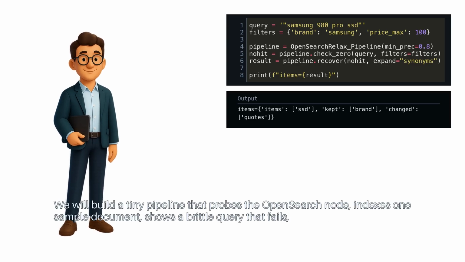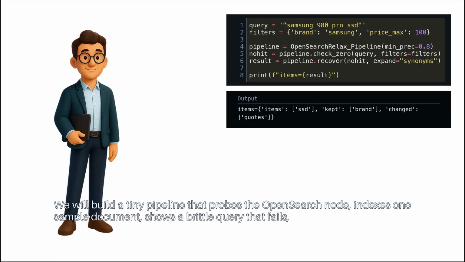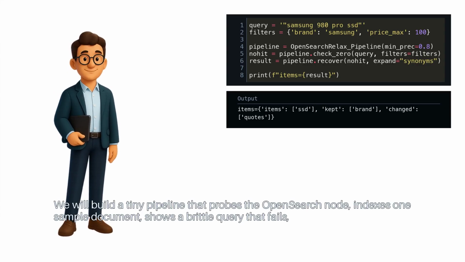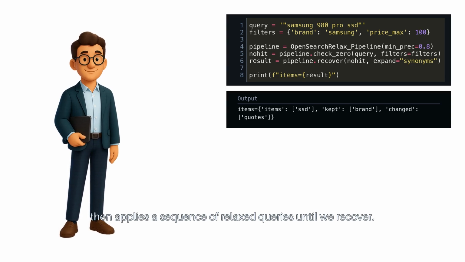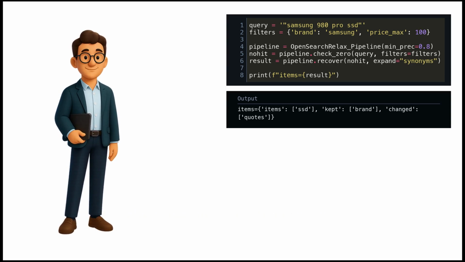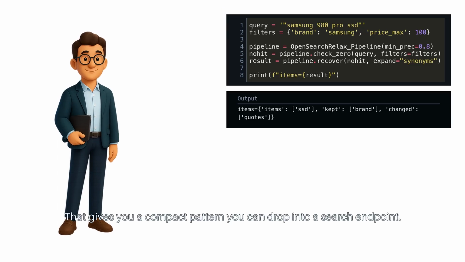We will build a tiny pipeline that probes the OpenSearch node, indexes one sample document, shows a brittle query that fails, then applies a sequence of relaxed queries until we recover. That gives you a compact pattern you can drop into a search endpoint.